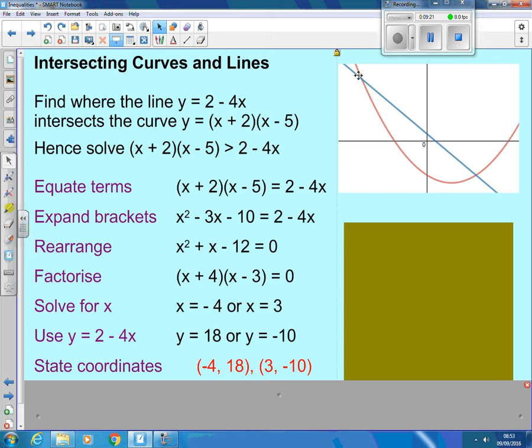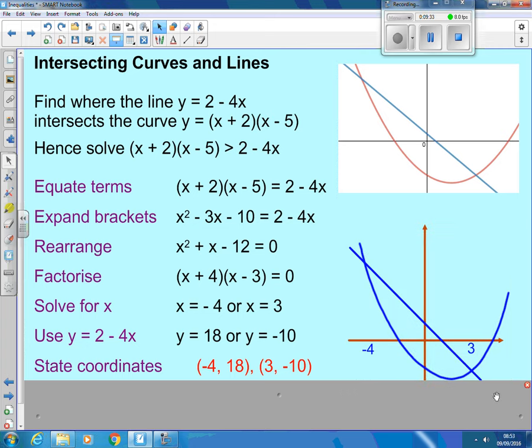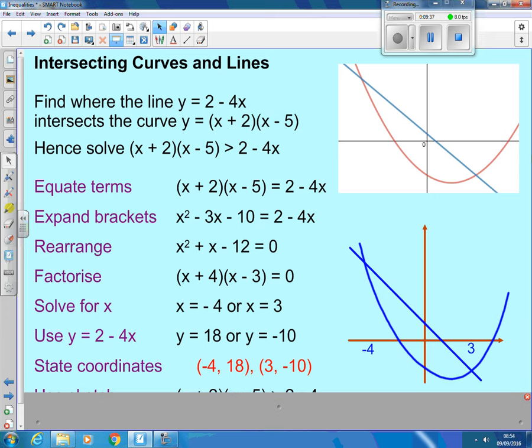So we've got the coordinates, and now we're asked to solve where x plus 2 times x minus 5, that's the curve, is greater than 2 minus 4x, the line. Okay, I could actually have done some alterations on here, but what I've done is I've sketched it out again as if you were having to do a sketch. And so you see it's the same sort of thing as here, but I put on two more key bits. I put on the x values at those 2 points of intersection.